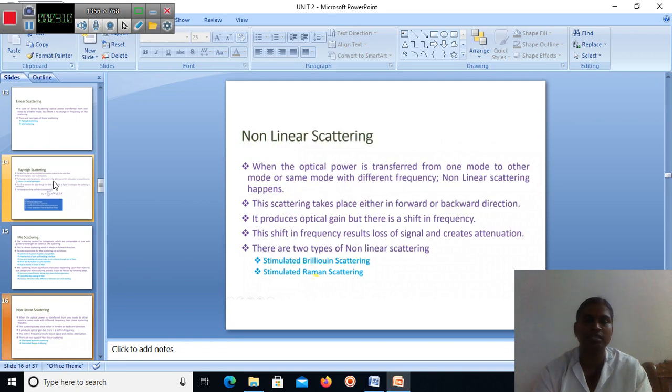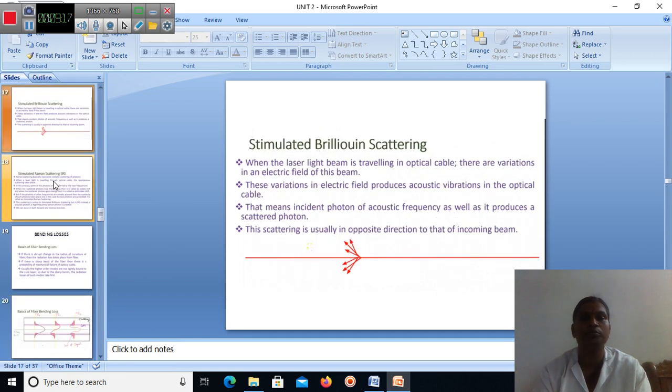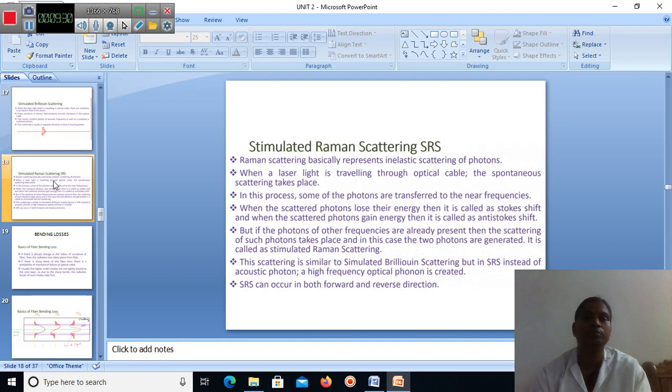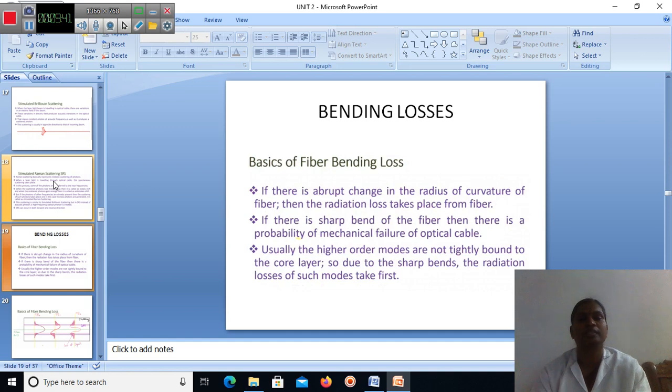One more is non-linear scattering. Here we classify into stimulated Brillouin and stimulated Raman. Here stimulated Brillouin means the laser light beam is traveling in an optical fiber, and there are variations in the electric field of this beam. This is Brillouin scattering, and the stimulated scattering is nothing but inelastic scattering of photons. This is what we call Raman scattering.